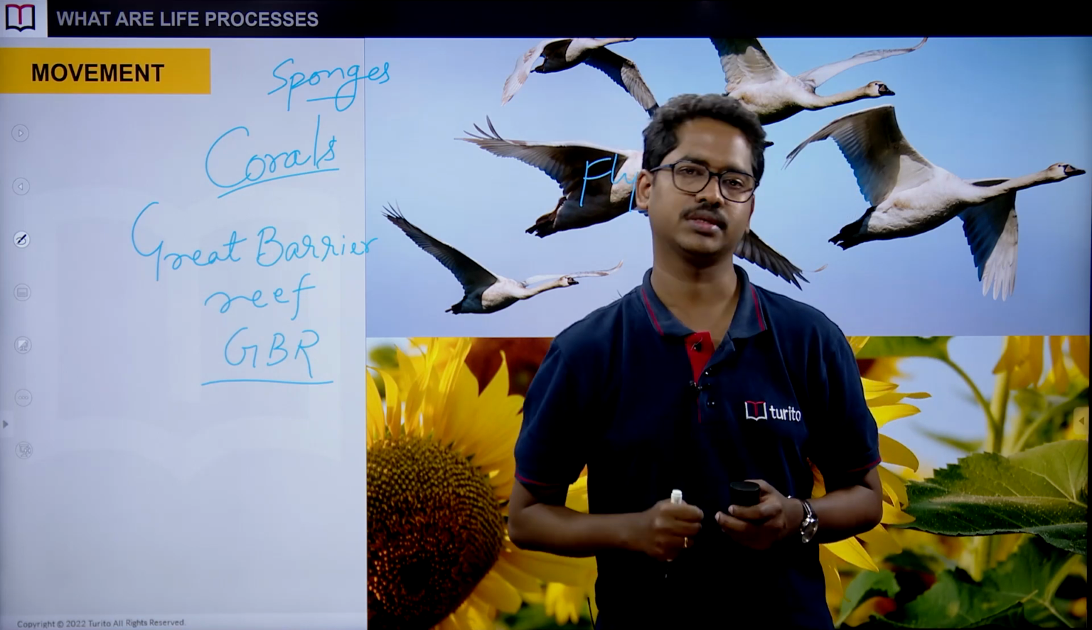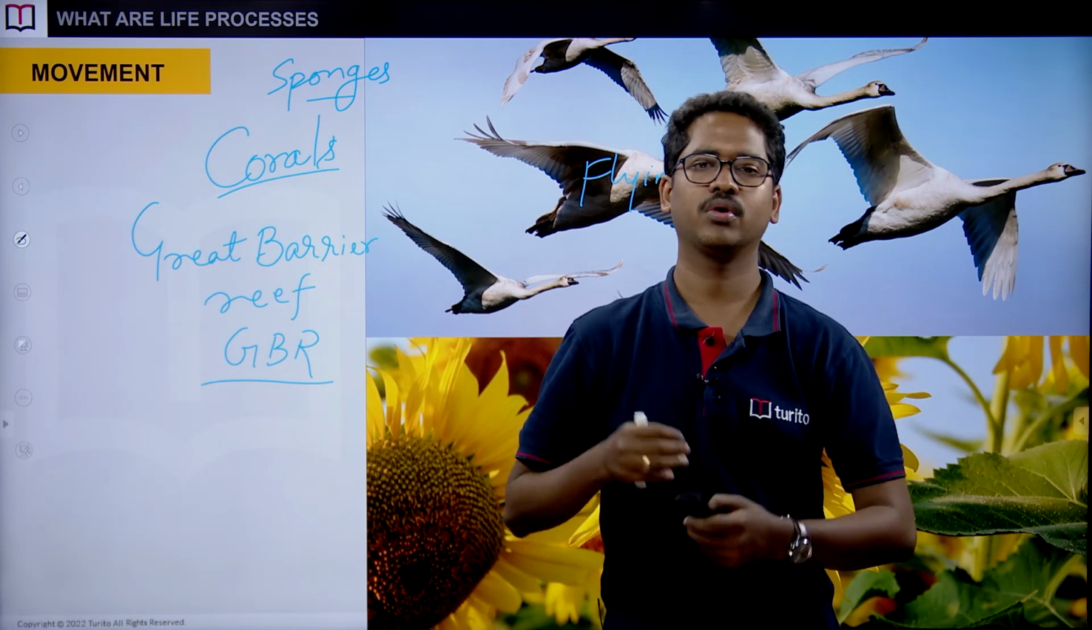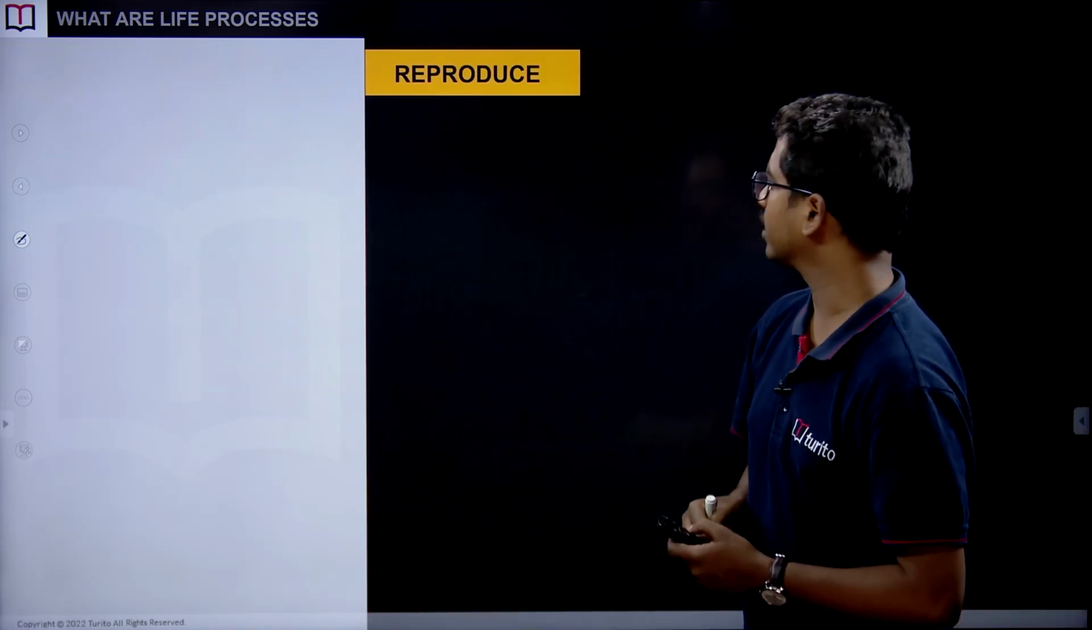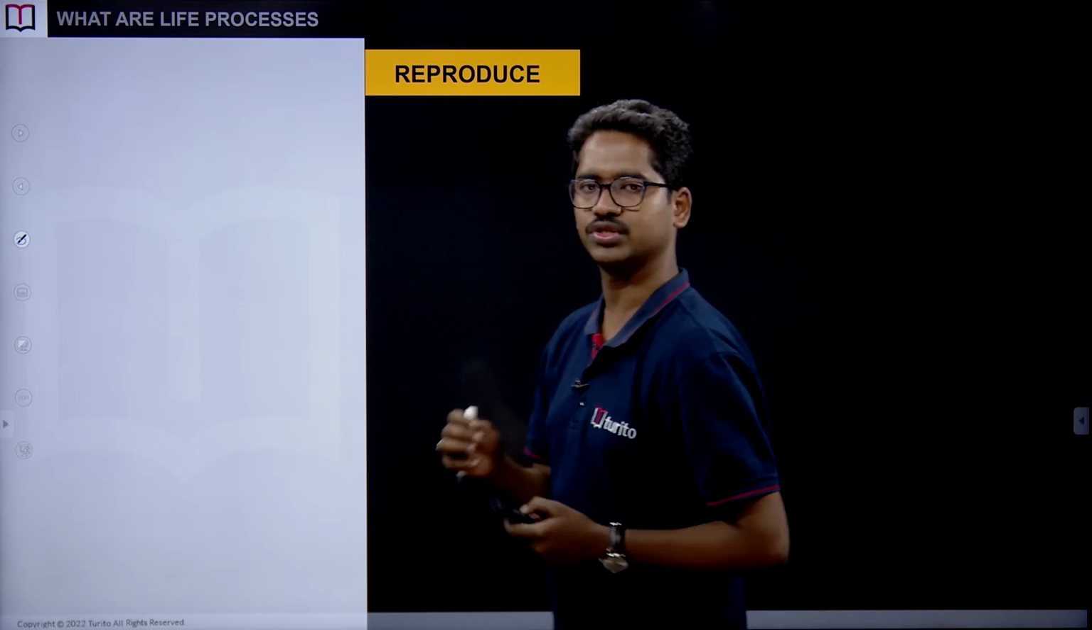So that's where you will understand. So this is what is in short about movement. So they obviously show us movement everywhere. Second one is reproduce or reproduction.